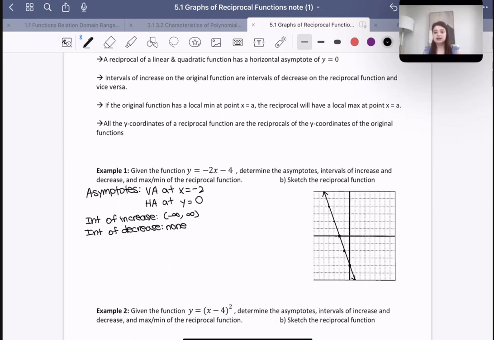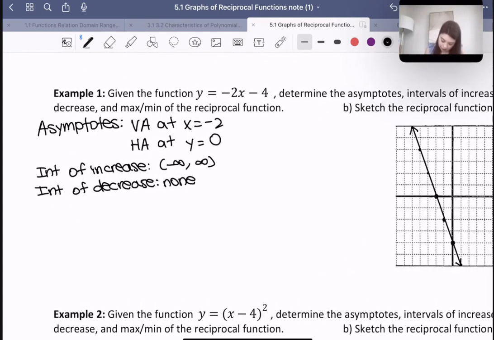So it did say determine the asymptotes, the intervals of increase and decrease, and the min/max of the reciprocal function. Well, there is no min/max, because for that we would have to have minimums or maximums on our original. So therefore, there's no min/max. I do want to write a quick statement about that because it was asked for, and that way when someone looks at this, they don't think we just forgot to write about it. We know we didn't forget. It's just that there are none. Okay.